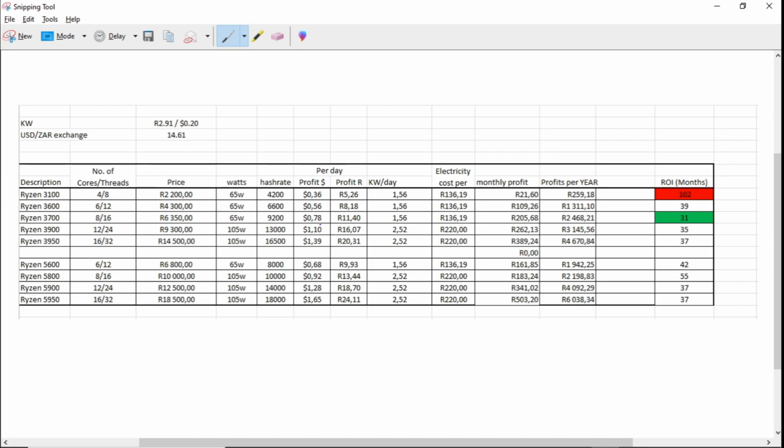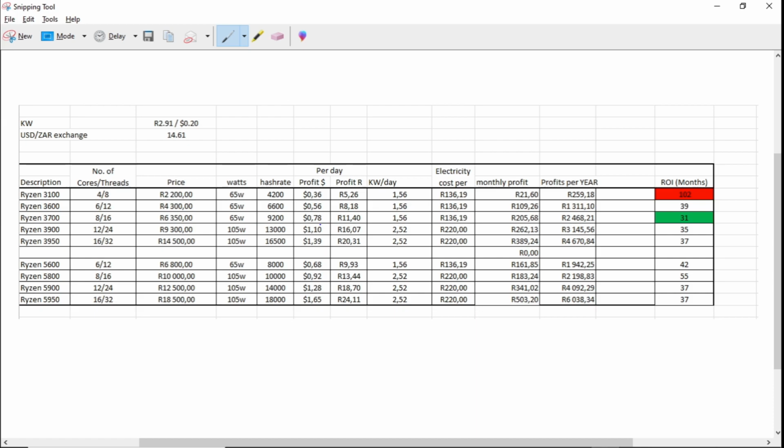The Ryzen 3100 generates the least at 21 Rand per month, which is actually next to nothing. Electricity cost is 136 Rand. So definitely not mining with that Ryzen 3100. The 3900 looks a bit more promising.